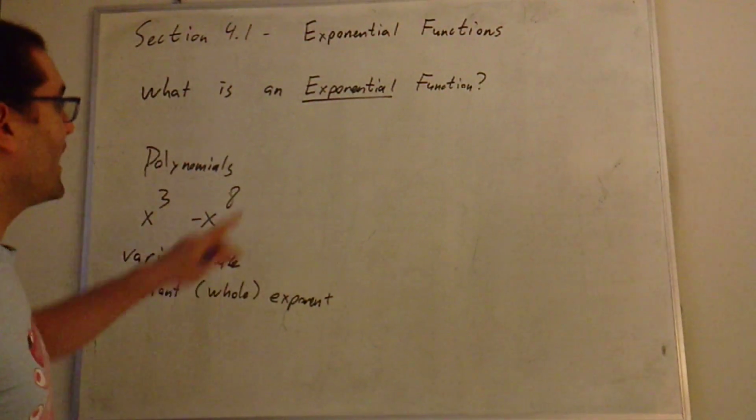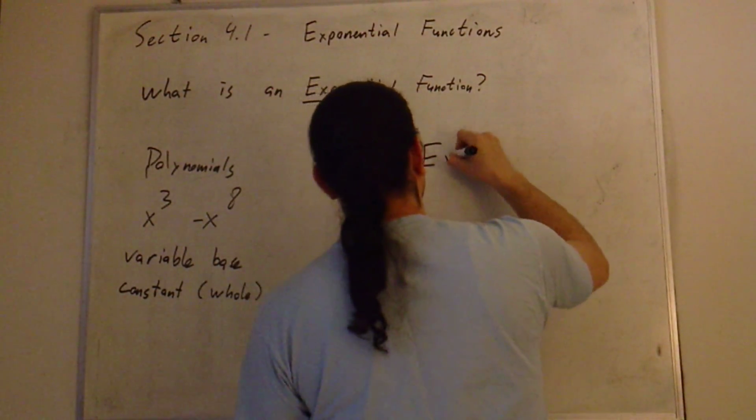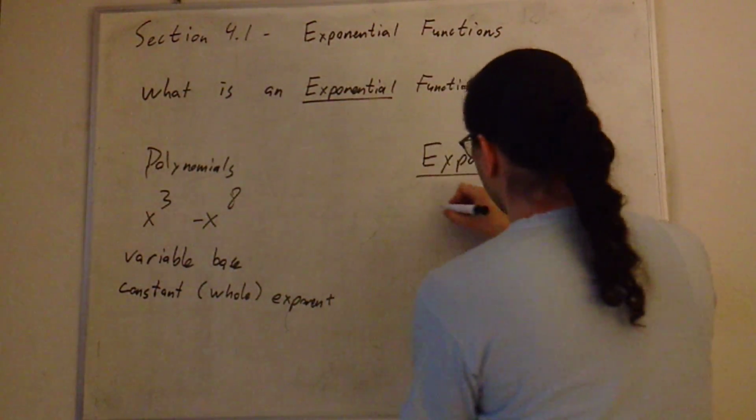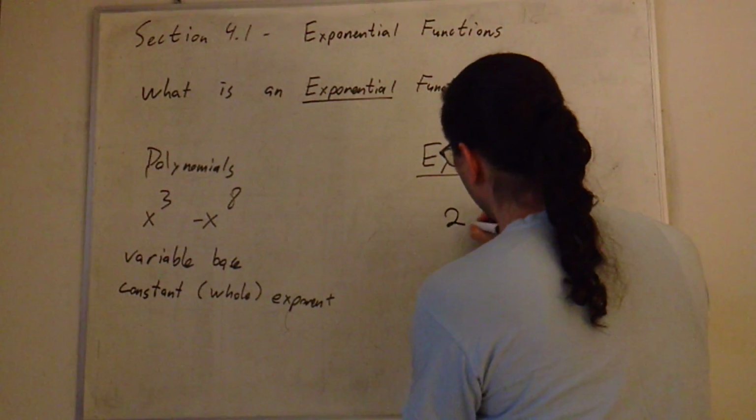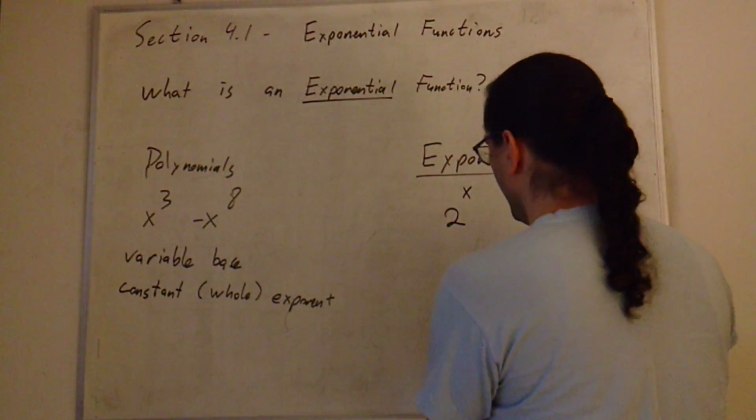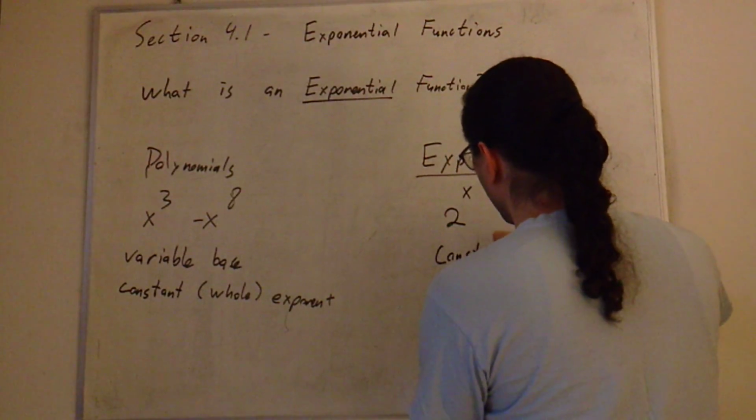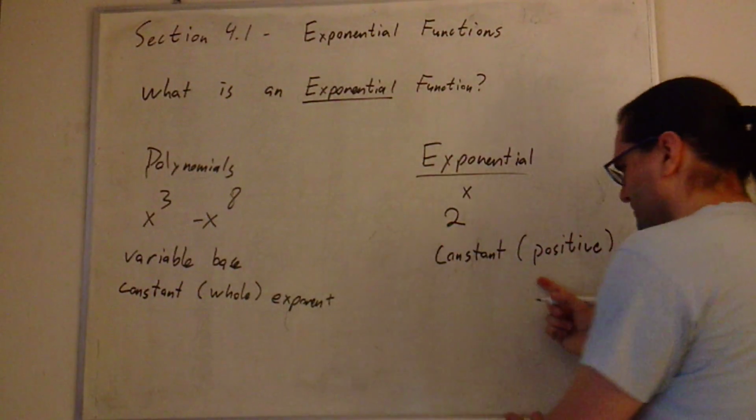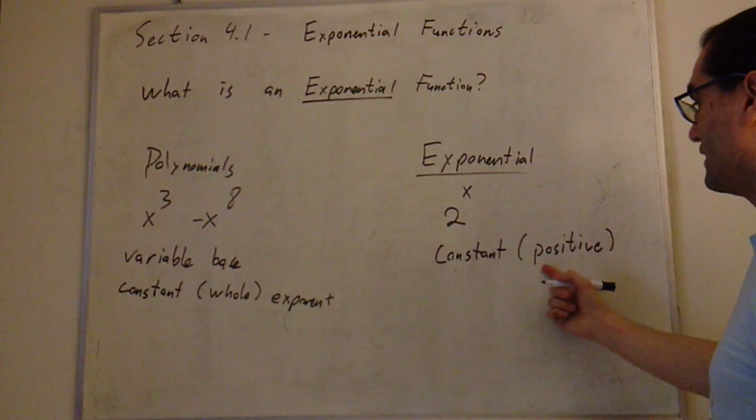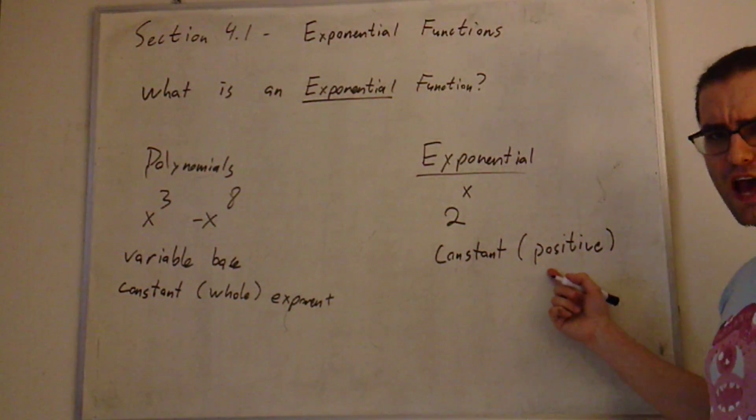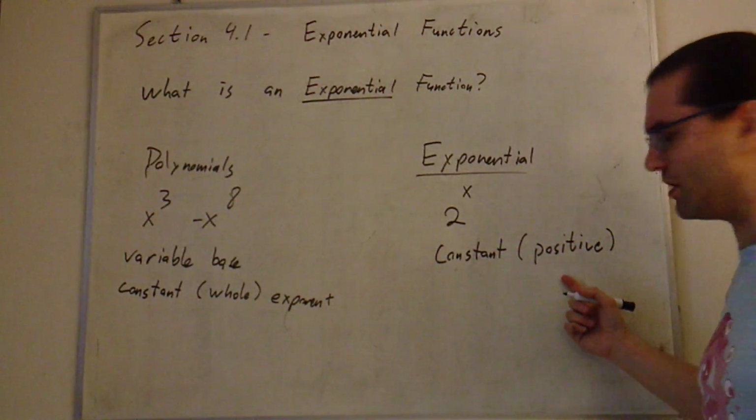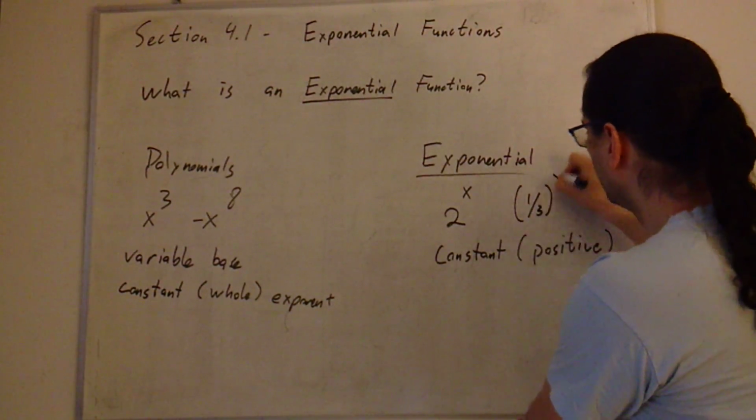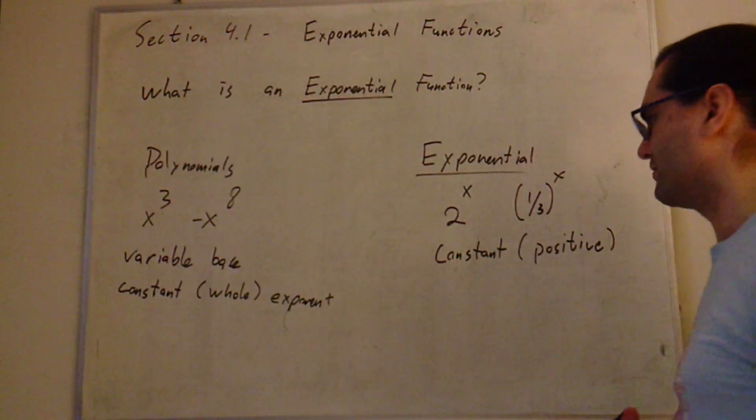So, exponential functions are different because they have a constant base and a variable exponent. For reasons that I'll hopefully remember to talk about later, the base needs to be positive, but it doesn't have to be whole. It can be weird fractions if you want it to be. Like, there's no reason the base can't be 1/3 or 1/5 or whatever you want.